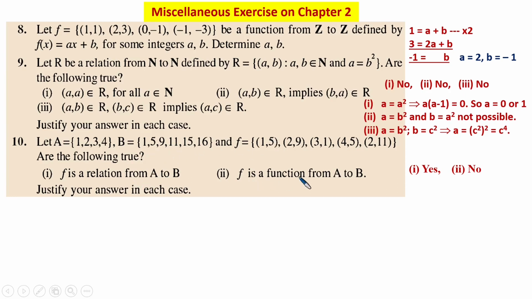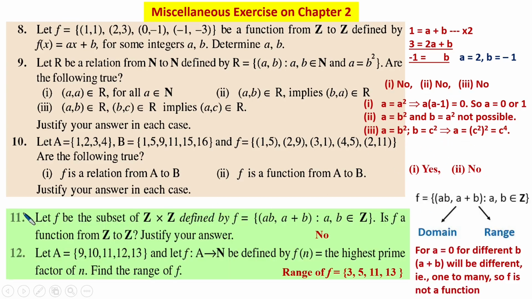But is F a function from A to B? This is not a function from A to B, because here you have two inputs, this 1 and this 4, that have a common output. Many to 1 is not allowed. As I said, each input should have a unique output. There are two inputs having the same value, so it is not a function. Justify your answer in each case. So we have justified this. Now, next exercise; again we will solve it in the margin.